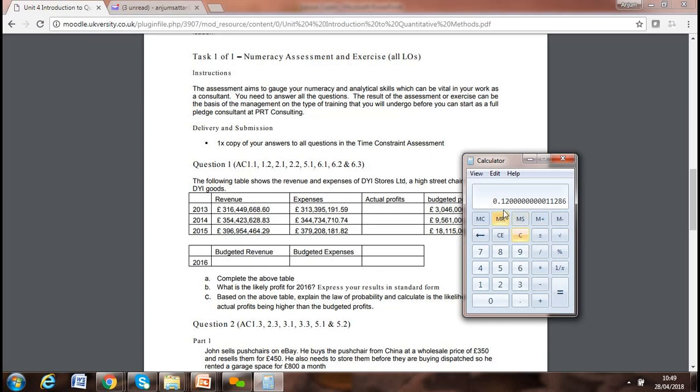this is around how many percent we have? 12%. Times by 100, yes. If you do times by 100, that gives me the percentage. Yes, 12%. So whatever the profit we had last year, my 12% is the increase.